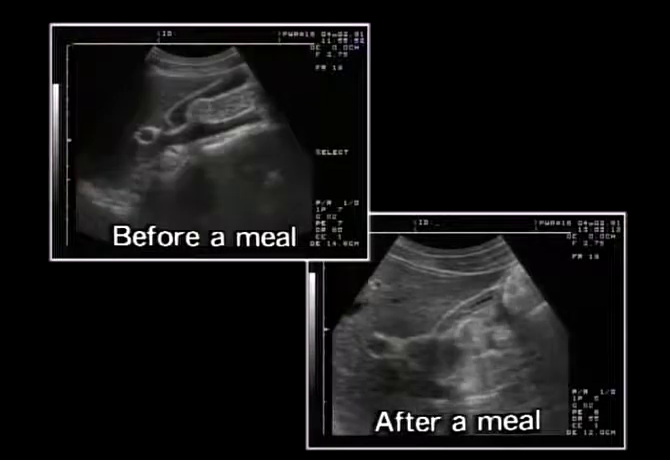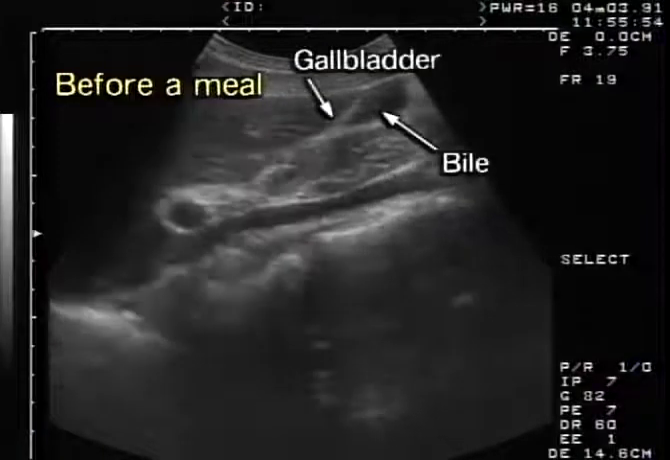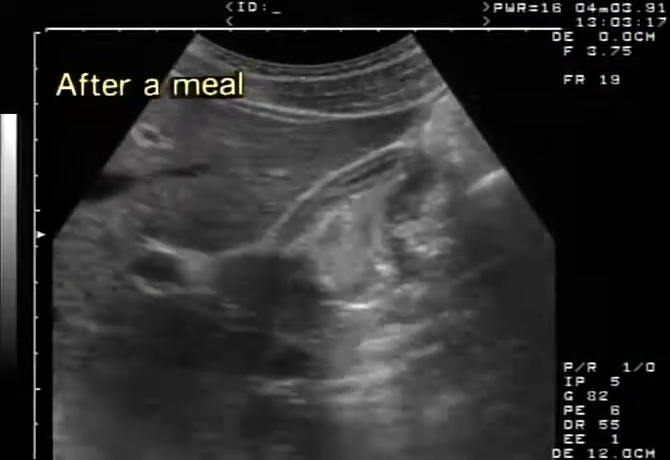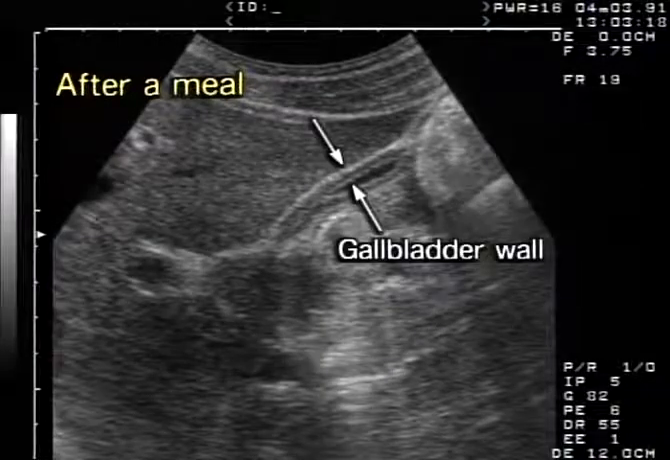The gallbladder discharges bile after a meal, then it shrinks. Therefore, the gallbladder wall appears thick and three-layered. This may result in an incorrect finding of cholecystitis.